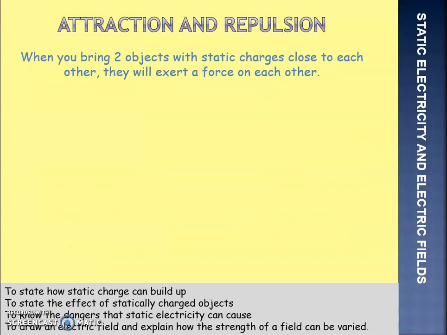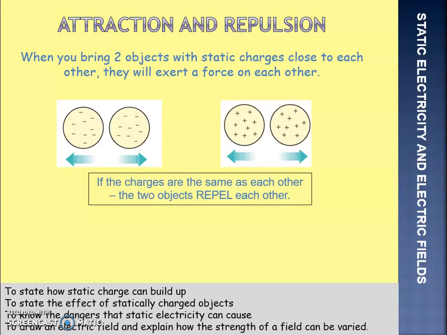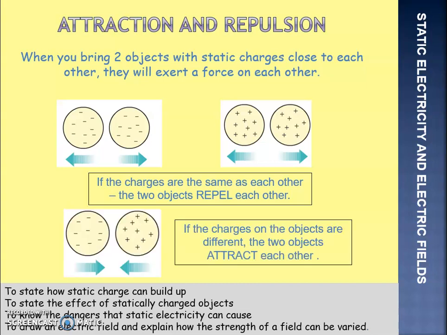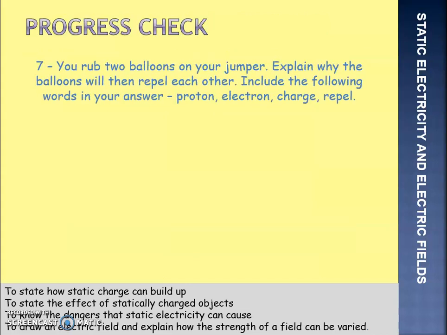Now when we get charged objects, two objects with a static charge, if we bring those close to each other, they'll exert a force upon each other. If the charges are the same as each other, the two objects repel. So if I bring two statically charged objects together that are negatively charged, they'll repel, they'll push each other away. And the same if I bring together two statically charged objects that are positively charged, they will again repel and push away. If the charges on the objects are different, if they're opposite charges, the two objects would attract each other. So the positively charged object would attract the negatively charged object.